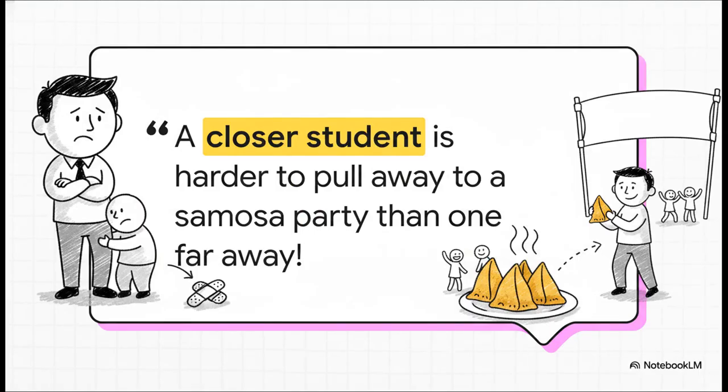Now, you might be wondering, why does that matter for breaking bonds? Well, let me share this fantastic analogy from our source material, the samosa party. Imagine a teacher and a group of students. A student standing right next to the teacher is highly supervised, right? It is going to take immense energy and a lot of convincing to pull them away to a samosa party happening outside. But a student standing way in the back of the room, super far away from the teacher, give them a quick nod and they'll easily break away to go grab a samosa.